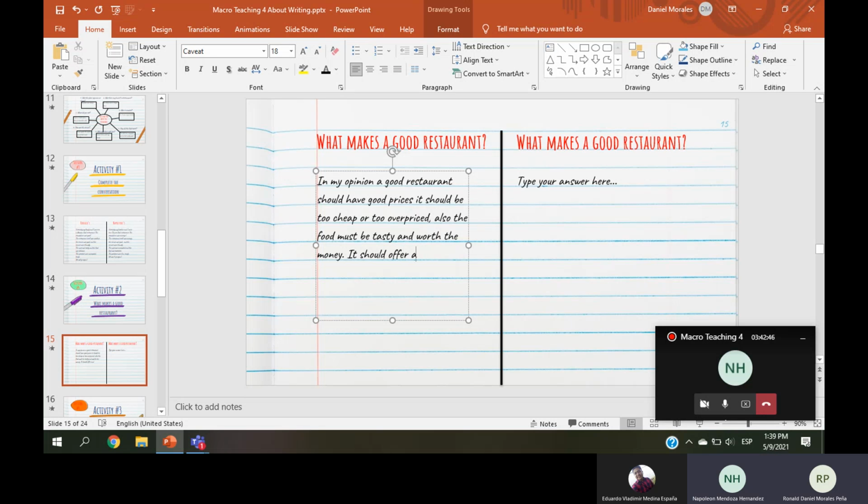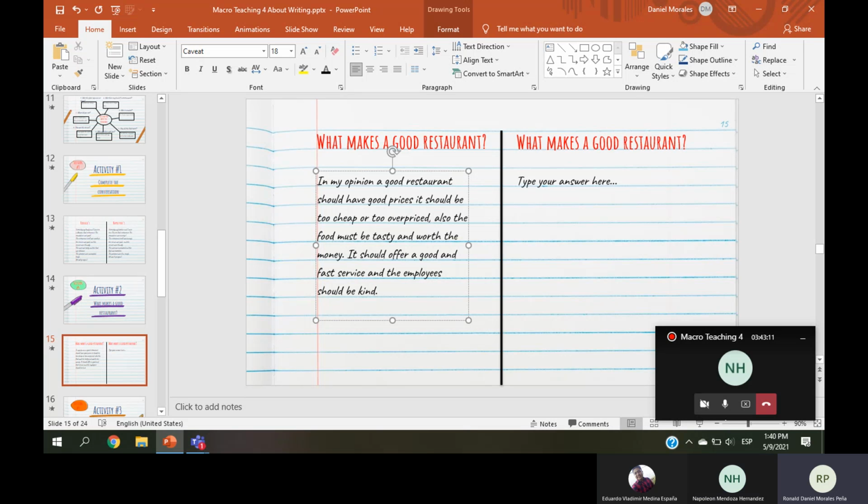It should offer good, fast service. The employees should be kind. So yeah, I think this is my opinion, I guess, on what makes a good restaurant.